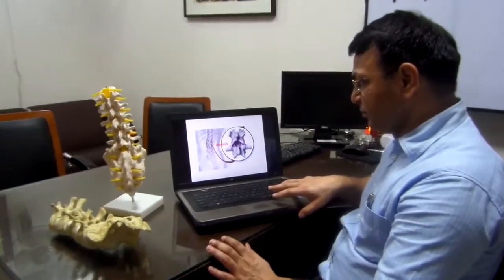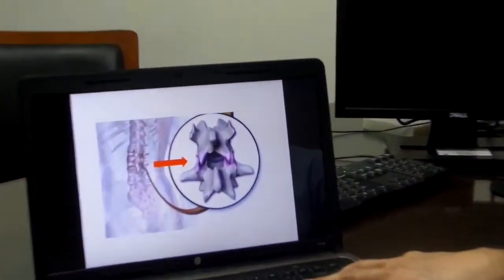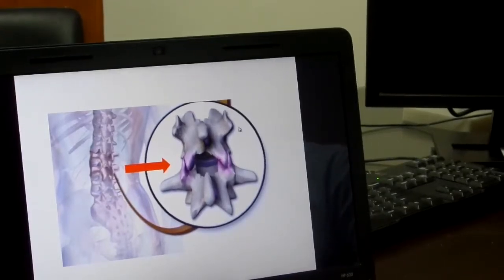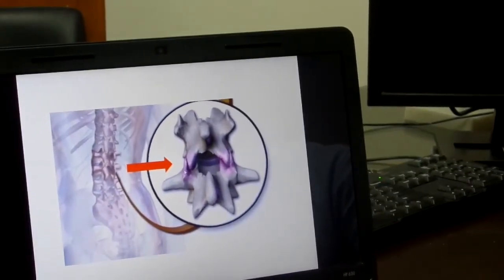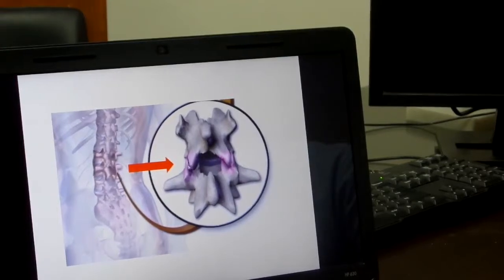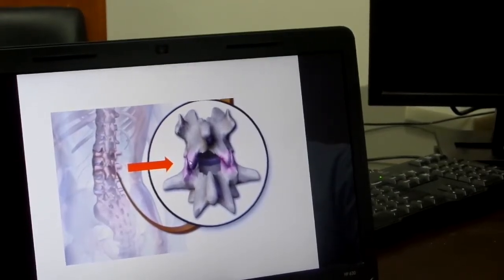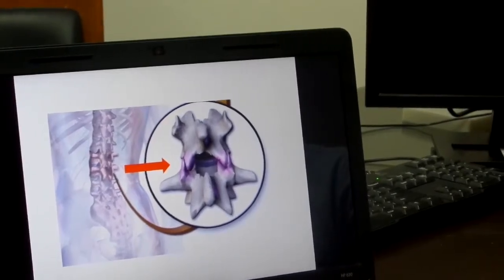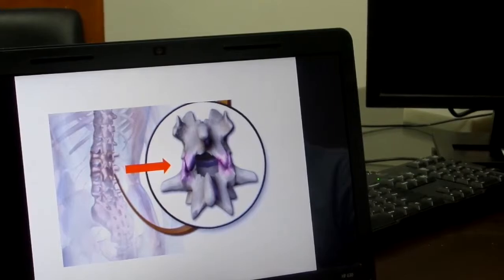So this is a picture showing an arthritic facet joint. The reddish tinge here represents the subsequent inflammation that happened after the facet joint has got damaged, leading to inflammation or swelling of the structures that surround the facet joint, which become the source of persistent pain.